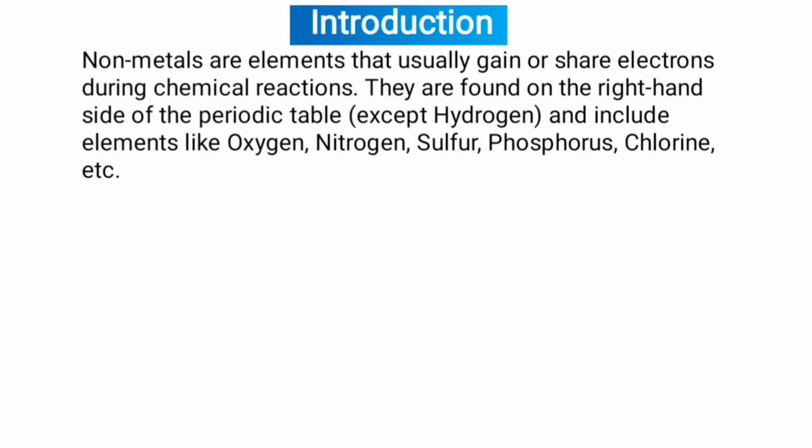In relation to non-metals, dear student, non-metals are elements that usually gain or share electrons during chemical reactions. They are found on the right-hand side of the periodic table, except hydrogen, and include elements like oxygen, nitrogen, sulfur, phosphorus, chlorine, etc.